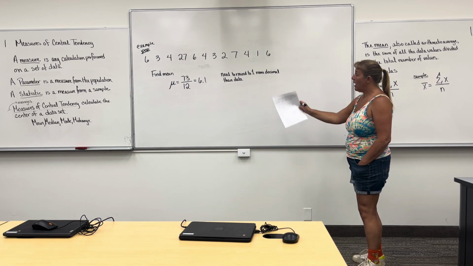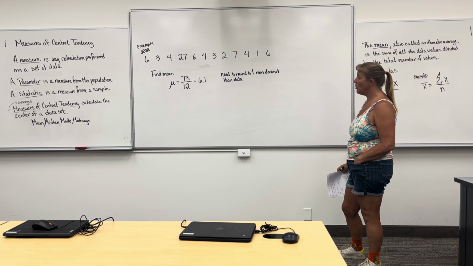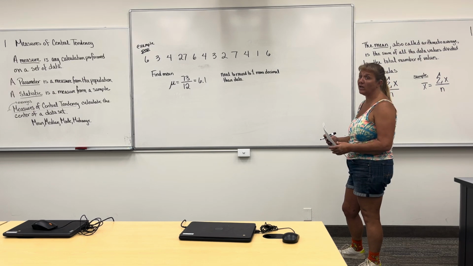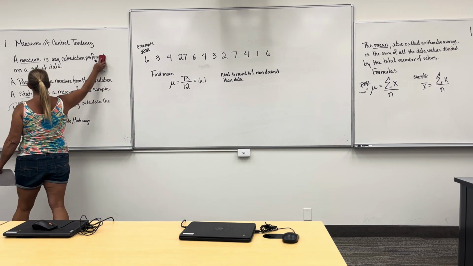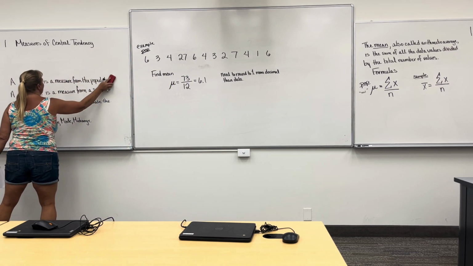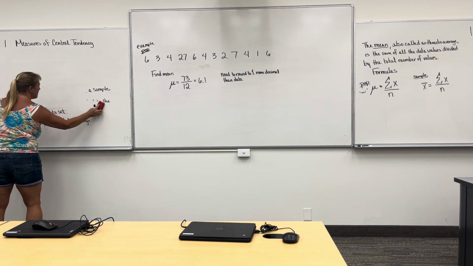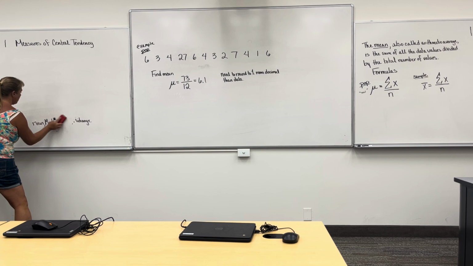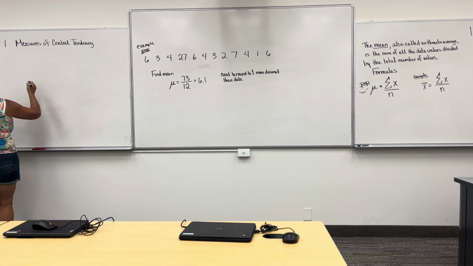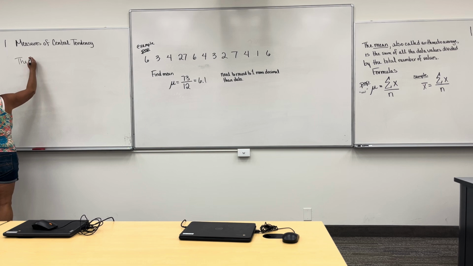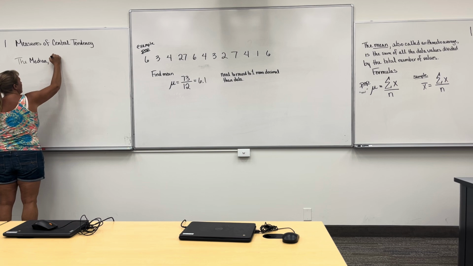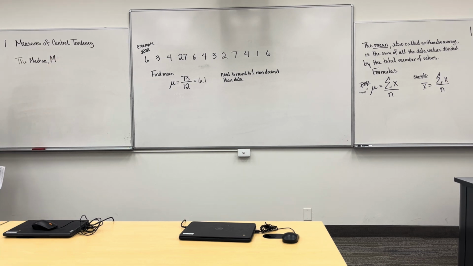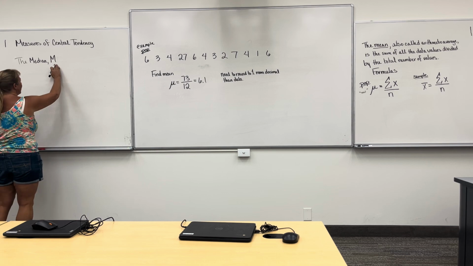Okay, so we've got mu equals 6.1. So we found the mean. Not too hard, right? So then let's learn the next guy. So remember, we've got mean, median, mode, and mid-range. So the next guy will be the median. And the median always gets a capital M. Whether we're looking at a population or a sample, median is always a capital M.